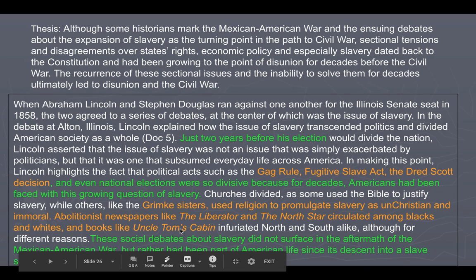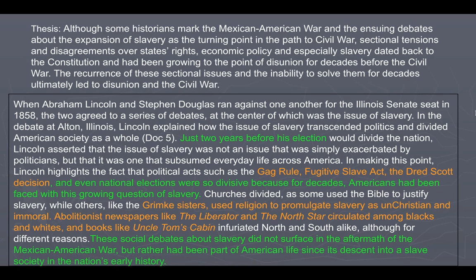So when Abraham Lincoln and Stephen Douglas ran against one another for the Illinois Senate seat in 1858, the two agreed to a series of debates, at the center of which was the issue of slavery. In the debate at Alton, Illinois, Lincoln explained how the issue of slavery transcended politics and divided American society as a whole. So again, I'm just putting document 5. I've alluded to what document I'm talking about without having to say according to document 5.